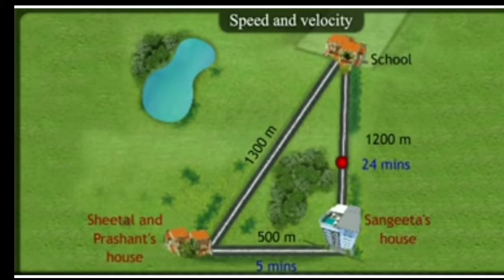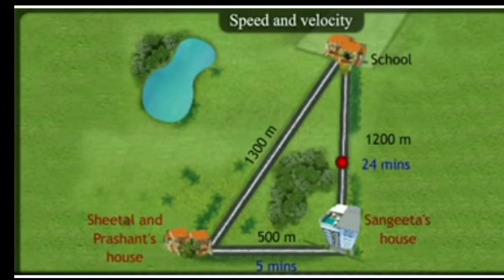Now let's go back to the picture on page number 1 of your textbook. It says that the straight line distance between the houses of Sheetal and Sangeeta is 500 meters, and that between Sangeeta's house and school is 1200 meters. There is also the straight line distance between Sheetal's house and school, which is 1300 meters.